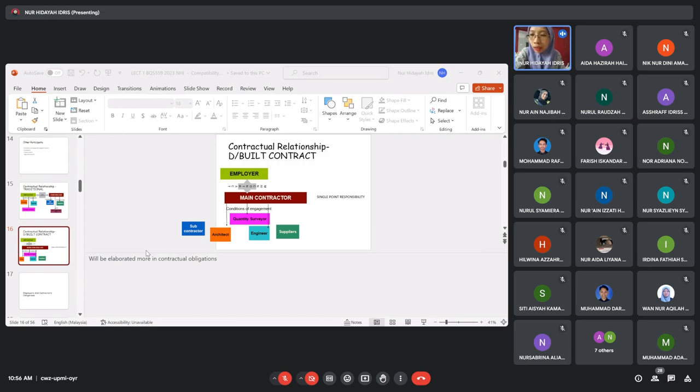Cerita pasal dia punya contractual matrix ataupun relationship matrix tu. What do you see? Who's working under who? To start with. Architect works under main contractor. Yelah, tu design and build ke traditional? Design and build. Darwish, you cakap in design and build contract. Okay. The architect works under main contractor. Okay, who else working under the main contractor? Engineer. Who else? So banyak tu dekat screen tu. Quantity surveyor and supplier. Okay. All those quantity surveyor, architect as well as the engineer, what do we call them? Consultant.